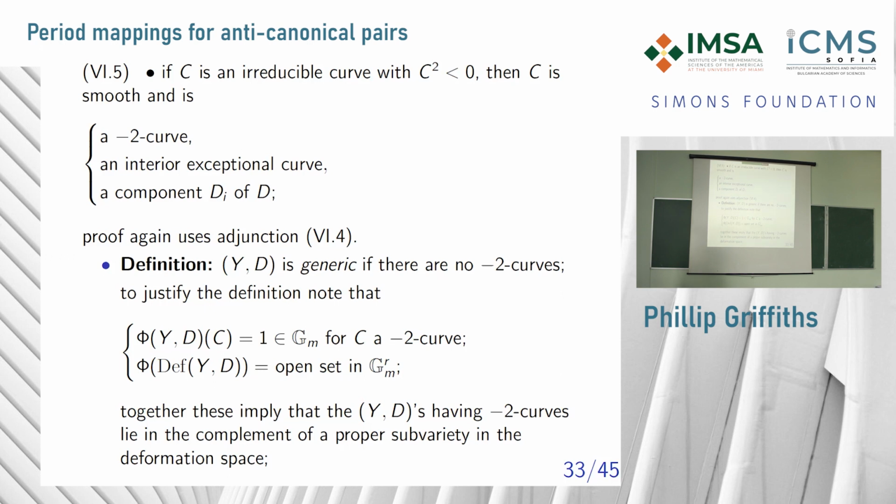So the pairs that have -2 curves are the complements. It should be: pairs having no -2 curves lie in the complement of a proper subvariety in the deformation space. Okay.